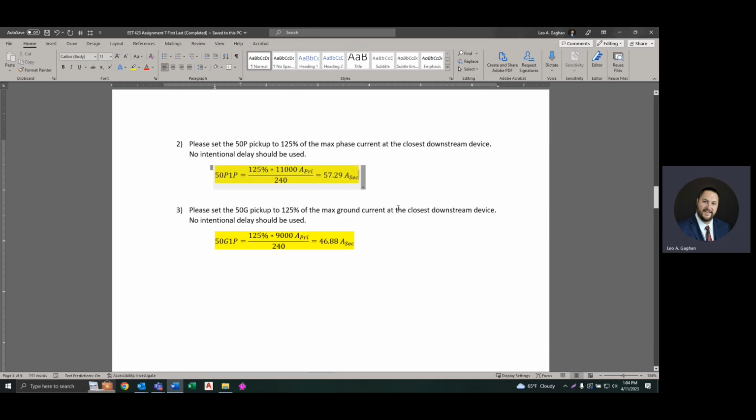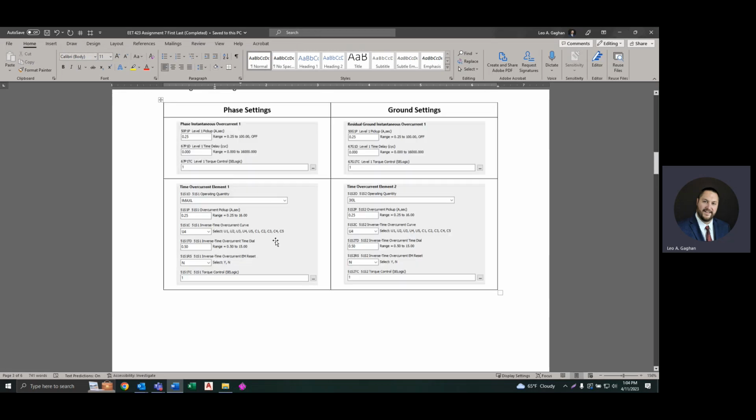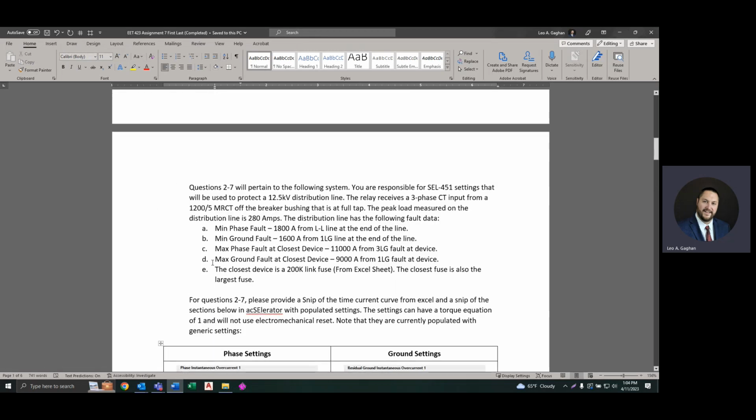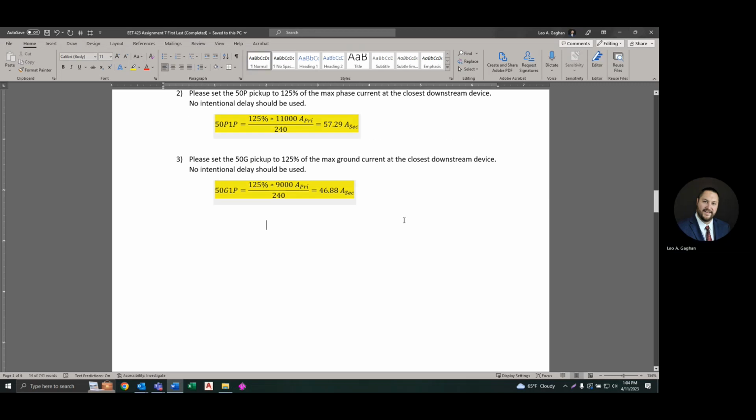For the ground, very similar approach, except we're going to use 9,000 amps because our maximum ground fault at the closest device was 9,000 amps. So that one comes out to 46.8.